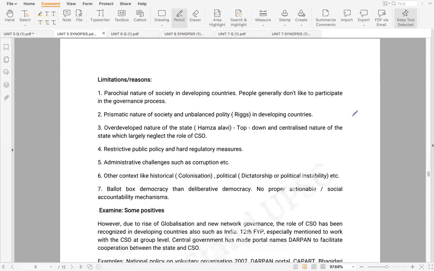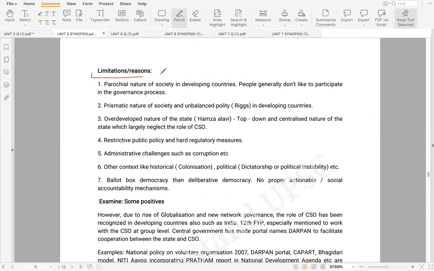What are the limitations or reasons for the lesser interaction between the state and the civil society in developing countries? You have a parochial nature of society in developing countries. People generally don't like to participate in the government process. Second, you have a prismatic nature of society. You have an unbalanced polity as per Riggs in developing countries. You have the overdeveloped nature of the state as per Hamza Alavi, top down and centralized instead of bottom up and decentralized, which largely neglects the role of CSOs, right?